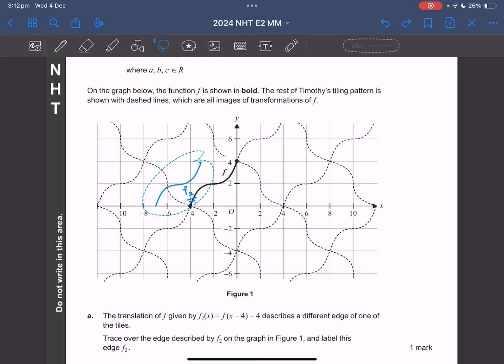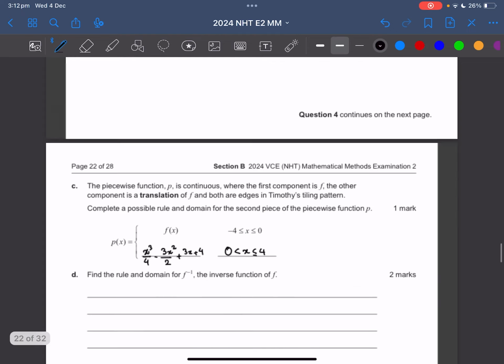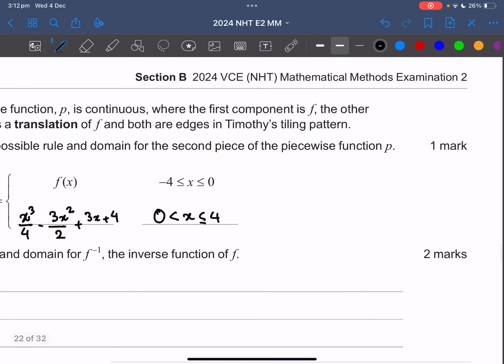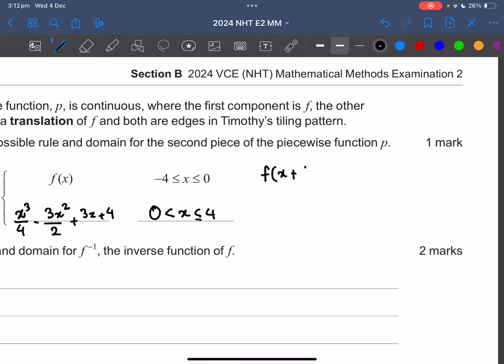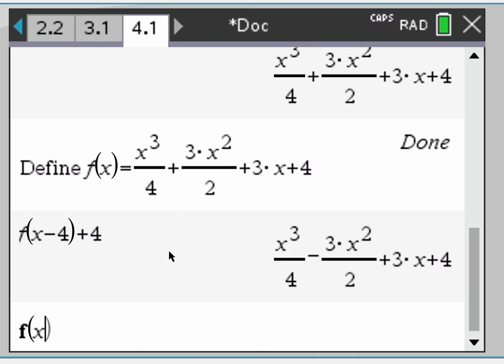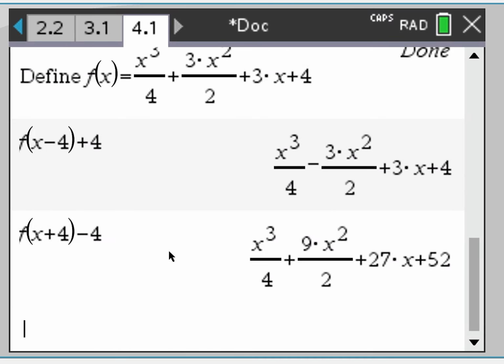Well, first I have to move 4 units to the left, like so, and then I have to move 4 units down. Okay, so our transformations would be f of x plus 4, because that is 4 units to the left, and then down 4, so take away 4. So let us find that. So f of x plus 4, take away 4.